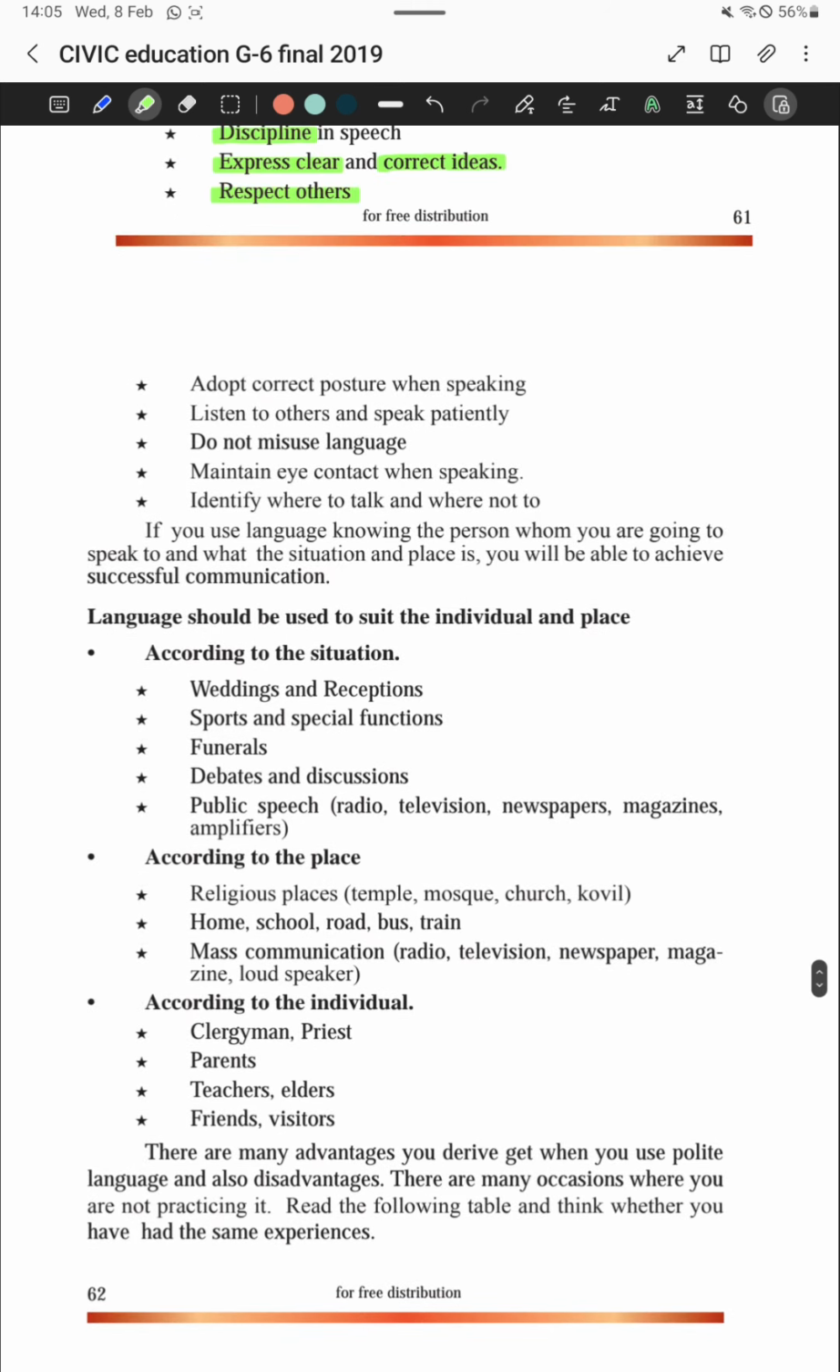So adopt correct posture, right? When a person is using polite language, you must also adopt correct posture when you are speaking, right? Don't use your hands too much, right? You have to use those with control, right? Posture means your attitude or something like that, right? Attitude or a posture that you are using when you are speaking, right? Your eyes, face, hands, like that.